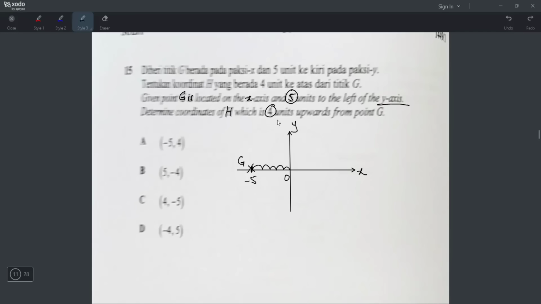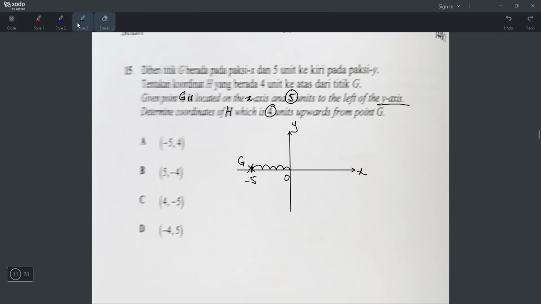Hey, wait, why don't you count from here? 1, 2, 3, 4, 5, and then put your G here? They already say it's located on the x-axis. It means it's on the line, it's on the x-axis line. That's why you come from here. And then 5 units to the left of the y-axis. So this is the point G.